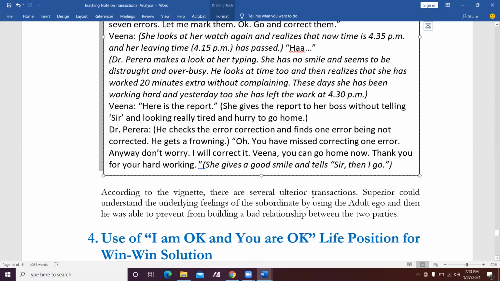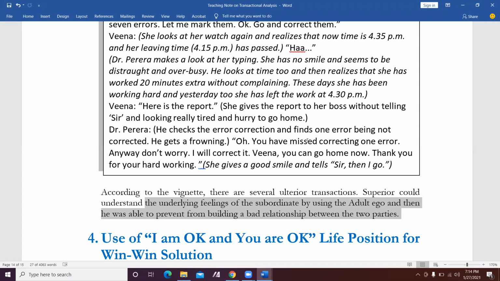According to the vignette, there are several ulterior transactions. The superior could understand the underlying feelings of the subordinate by using the adult ego, and then he was able to prevent building a bad relationship between the two parties. So likewise, try to use this theory. In my life, I used this theory in many situations. Still I am using it, I will have to use it even in future. But many years ago, I could not use this theory because I did not know it.